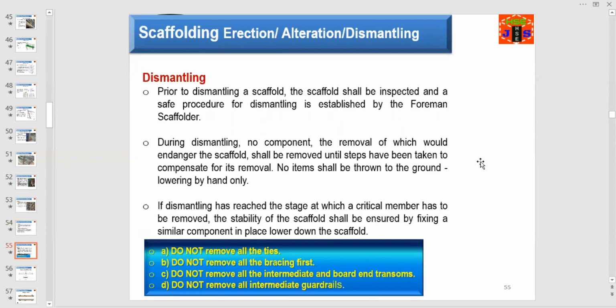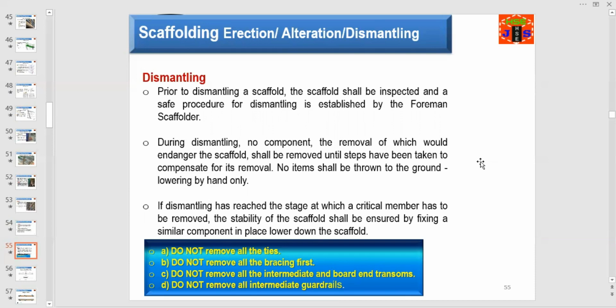Prior to dismantling a scaffold, the scaffold shall be inspected and a safe procedure for dismantling is established by the scaffolding supervisor or foreman. During dismantling, no component, the removal of which would endanger the scaffold, shall be removed until steps have been taken to compensate for its removal. No items shall be thrown to the ground, lowering by hand only.